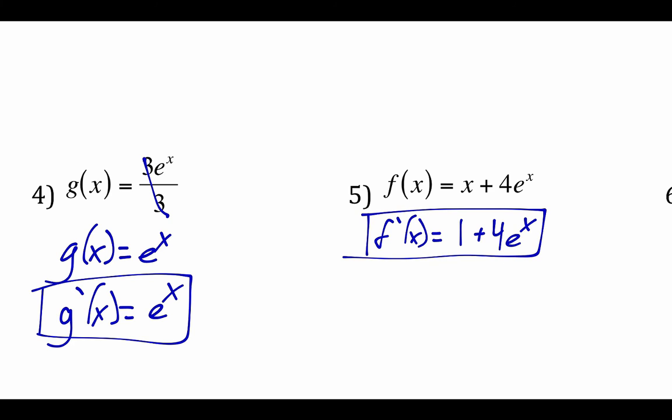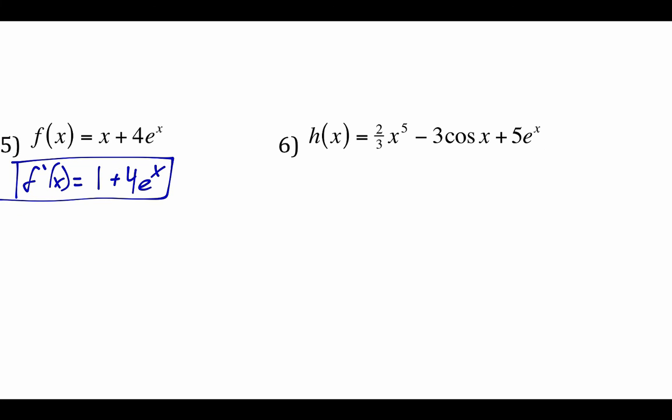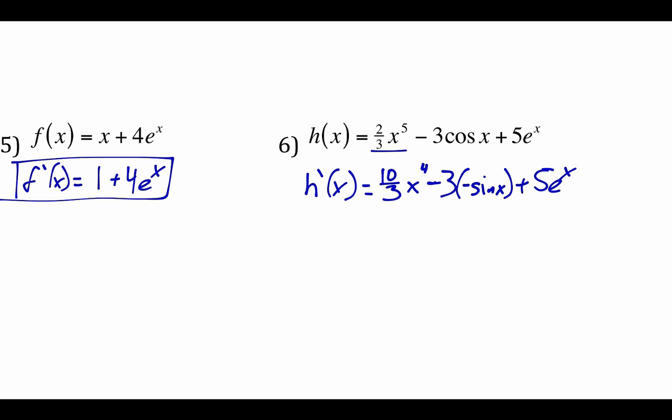Last one in this section. We have h of x equals 2/3 x to the 5th minus 3 times the cosine of x plus 5e to the x. Taking it in pieces. So focusing just on this one first. We're going to have 5 times 2/3. That's going to give us 10 over 3. And then x to the 4th, minus 3 times the derivative of cosine, which is negative sine of x. And then finally we have plus 5e to the x.